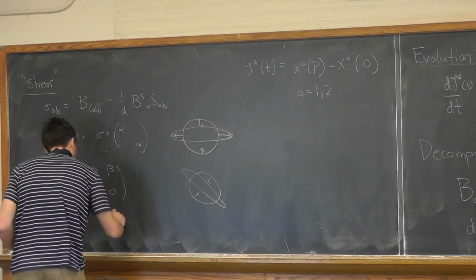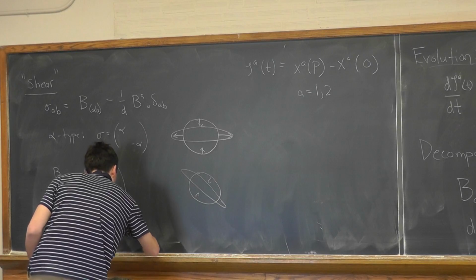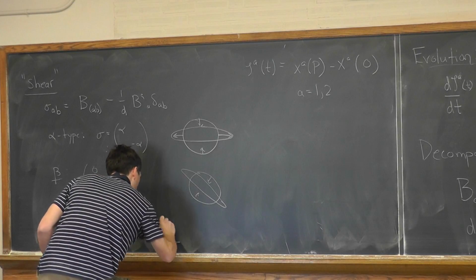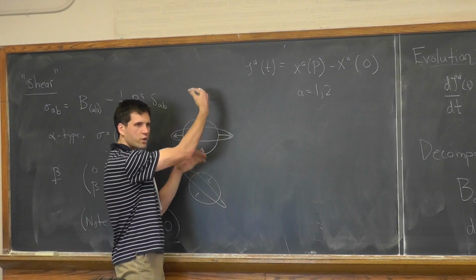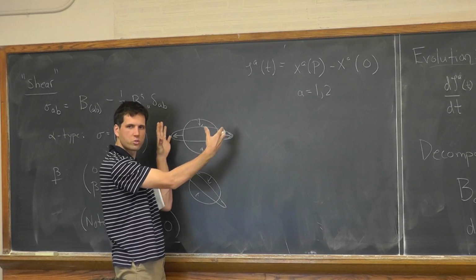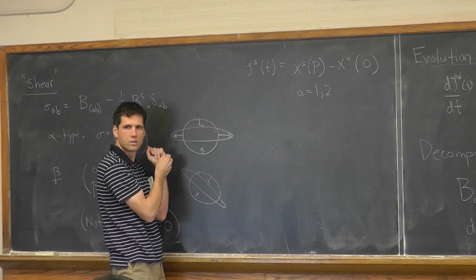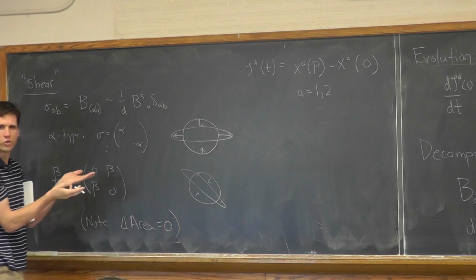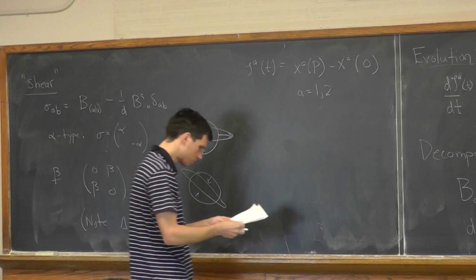Something to note here is that shear transformations are area preserving. We're squashing and stretching this circle, but we're doing it in such a way that the area enclosed inside the circle is held constant. And that's the fact that we chose it to be traceless. So we've separated off the area changing piece, that's the expansion, and we have these squashing and stretching.